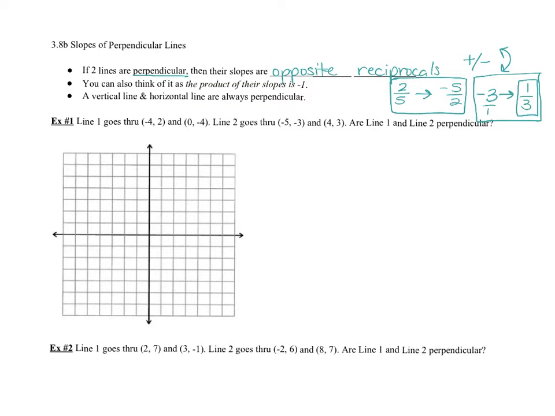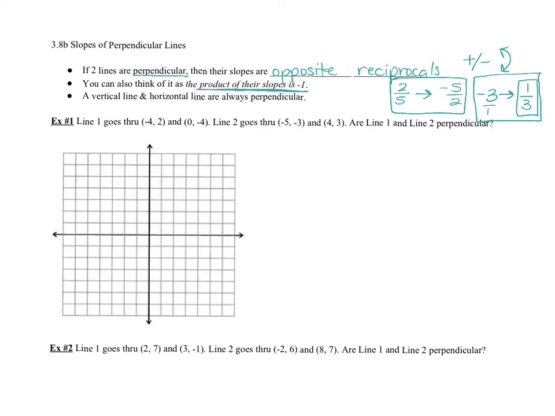The other way you can think of it is if you were to multiply the two slopes together, their product would be -1. So if I were to multiply those together, I would get -1. If that makes more sense to you, you may do it that way. That's kind of the way the book refers to it. I think opposite reciprocal is a little easier personally, but that is totally up to you.